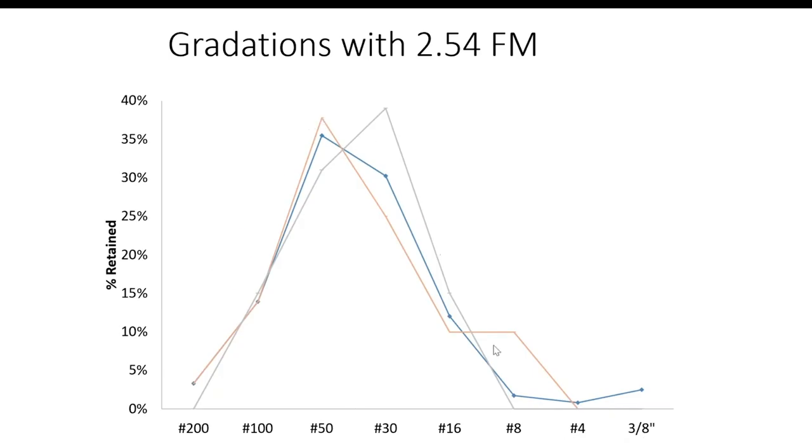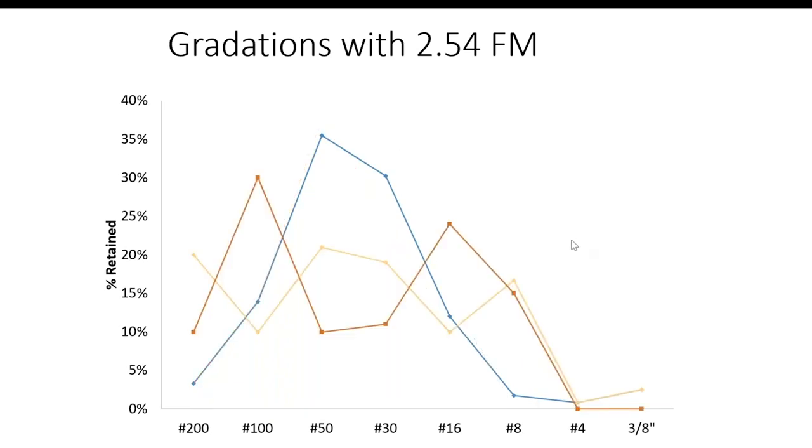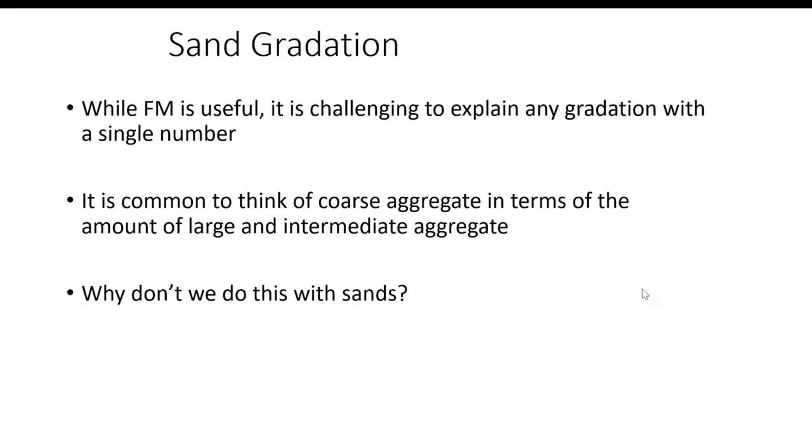All of these curves have the same fineness modulus, 2.54. And the curves all look pretty similar to one another. But guess what? All of these curves have the same fineness modulus, but very, very, very different percent retained. In life, it's kind of hard to take one number and describe anything, like a person. How can you do that? That's too challenging. And sand is becoming that way in our industry. It's much more complicated than it was in 1916. So FM is useful, but it's challenging to do our sand gradations with a single number.